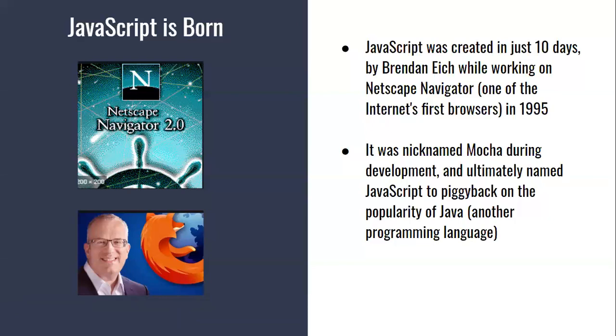It was nicknamed Mocha during development, ultimately named JavaScript to piggyback off Java, because Java was popular at the time. It was also called Mocha Script, and I think it was called LiveScript. There's a bunch of them, but they figured, okay, Java's popular and everybody knows what Java is, so let's just call ourselves JavaScript because we're a script language. But these days it's often confused a lot.